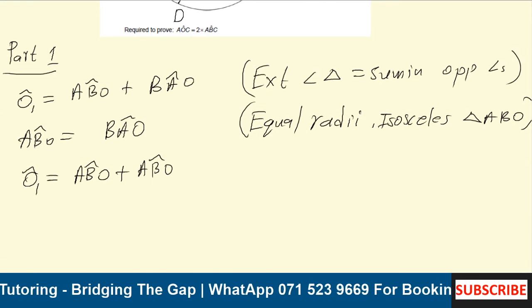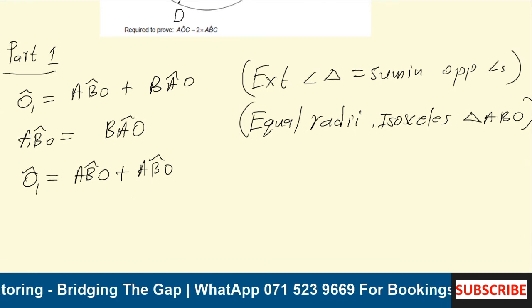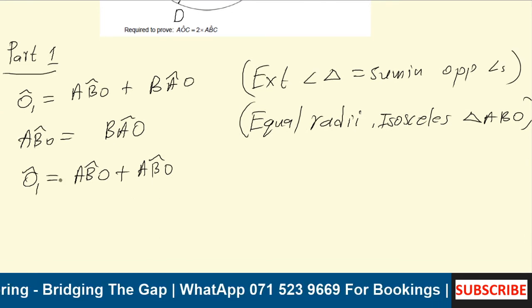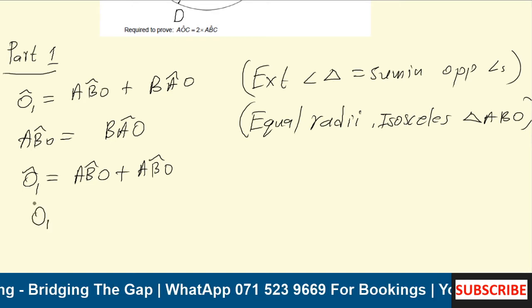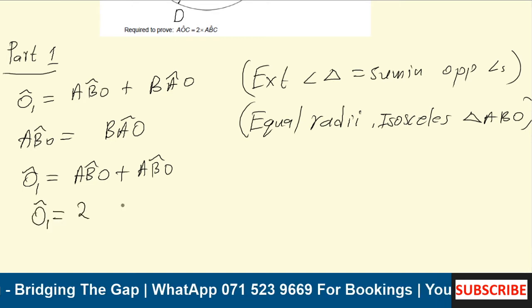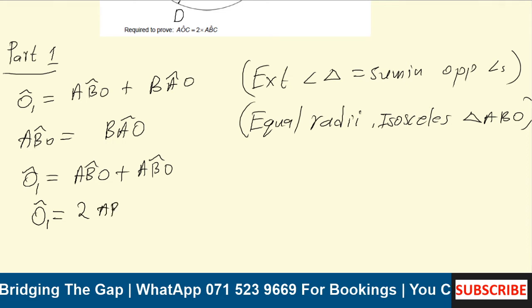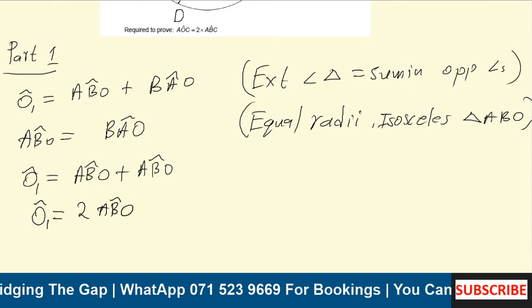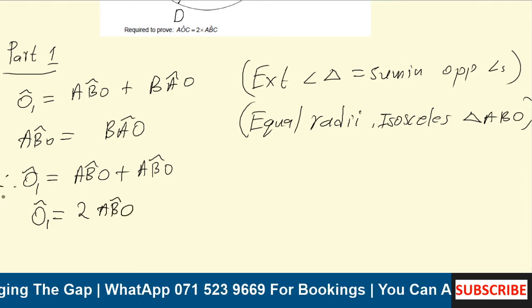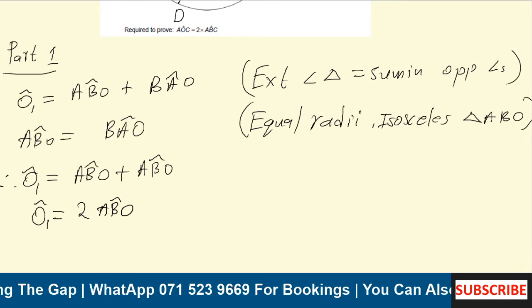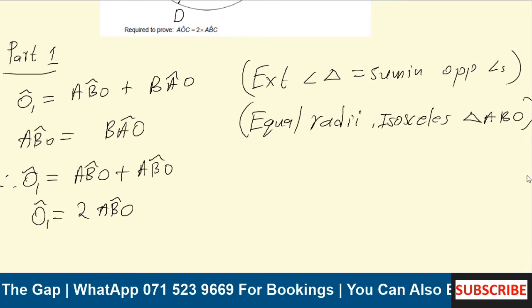So this part adds up to O1, and we simply say it is 2 times ABO. Yeah, so this is part 1 of our solution. This is the end of part 1.